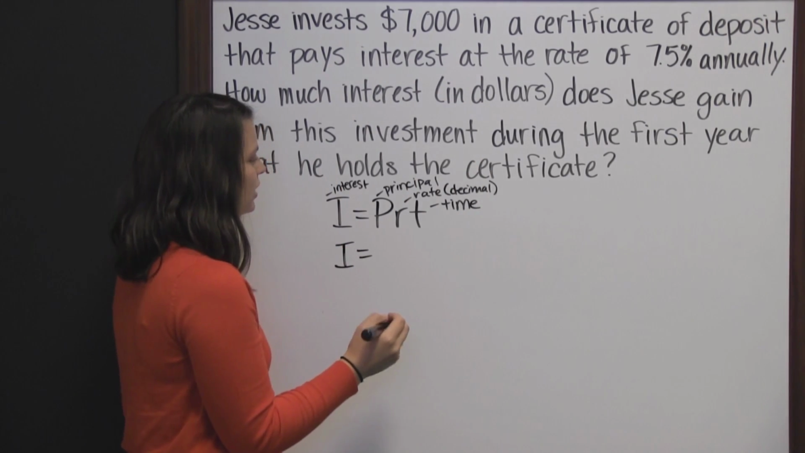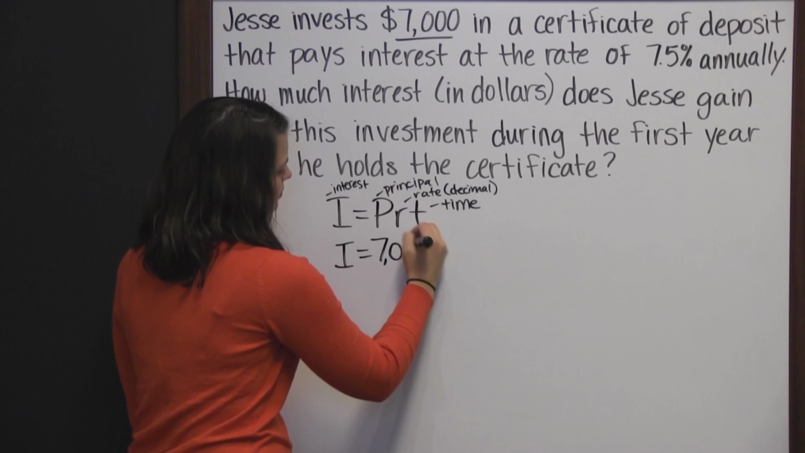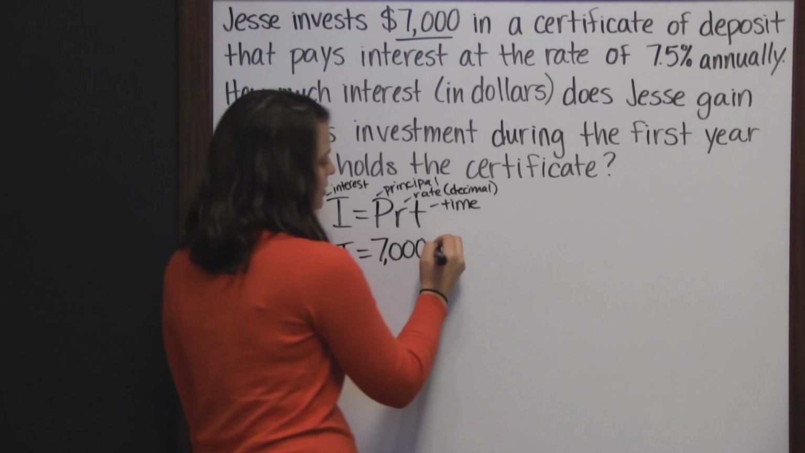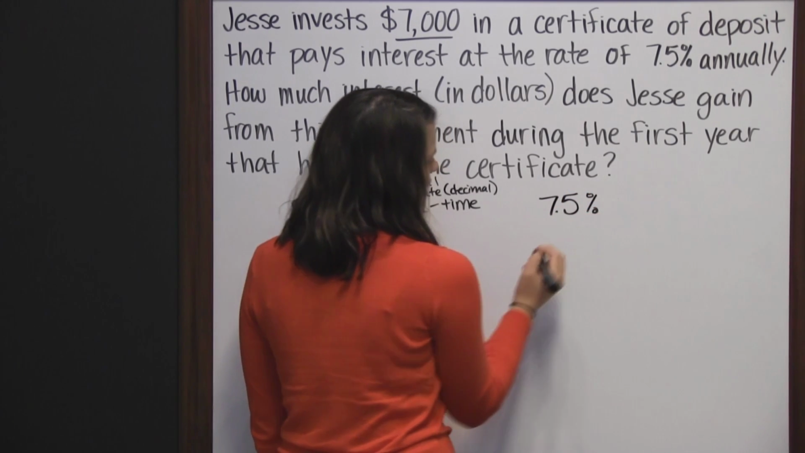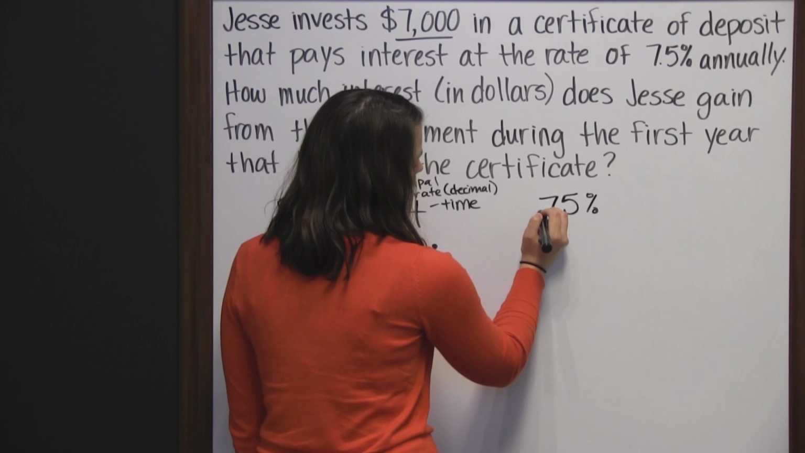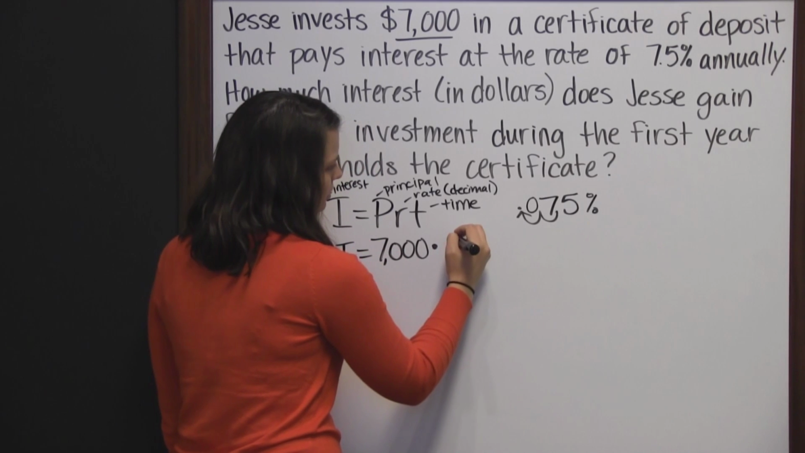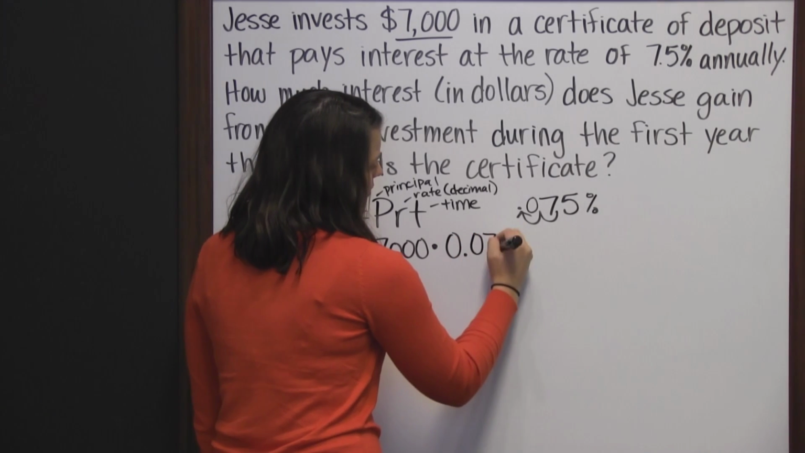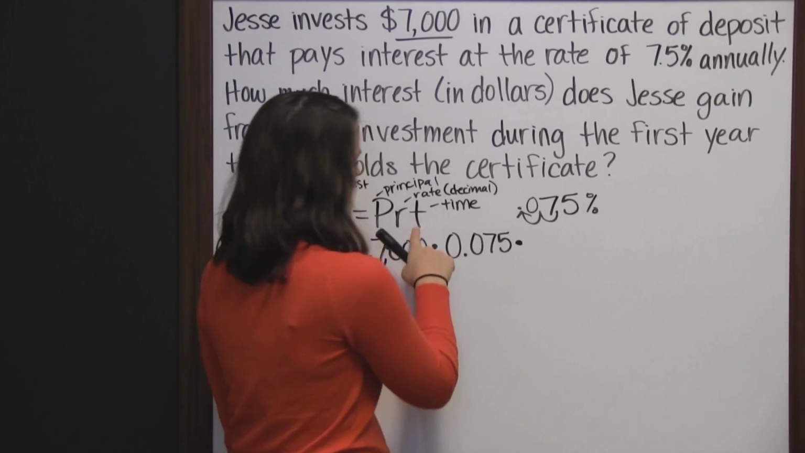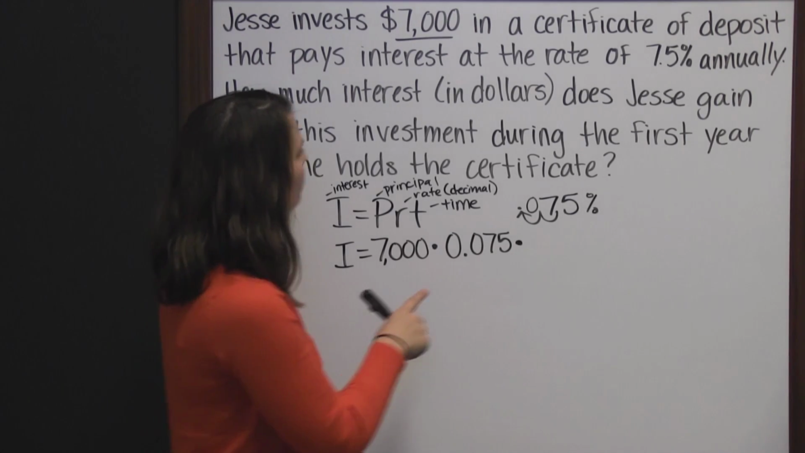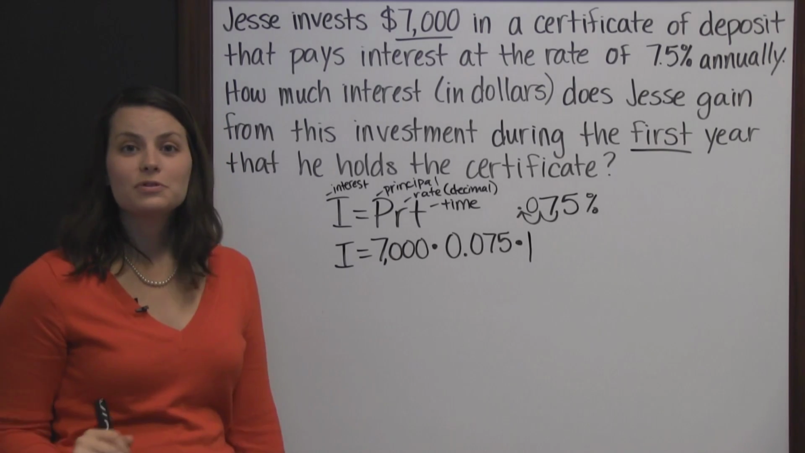So our amount of interest is equal to the principal, $7,000, times the rate as a decimal again. So we're taking 7.5% and changing it to a decimal, which means taking the decimal and moving it 2 places to the left. So you add that 0, so it's 75 thousandths, and then times the year, or the time, and we're just trying to find out about the first year. So that means it's been in there for 1 year.